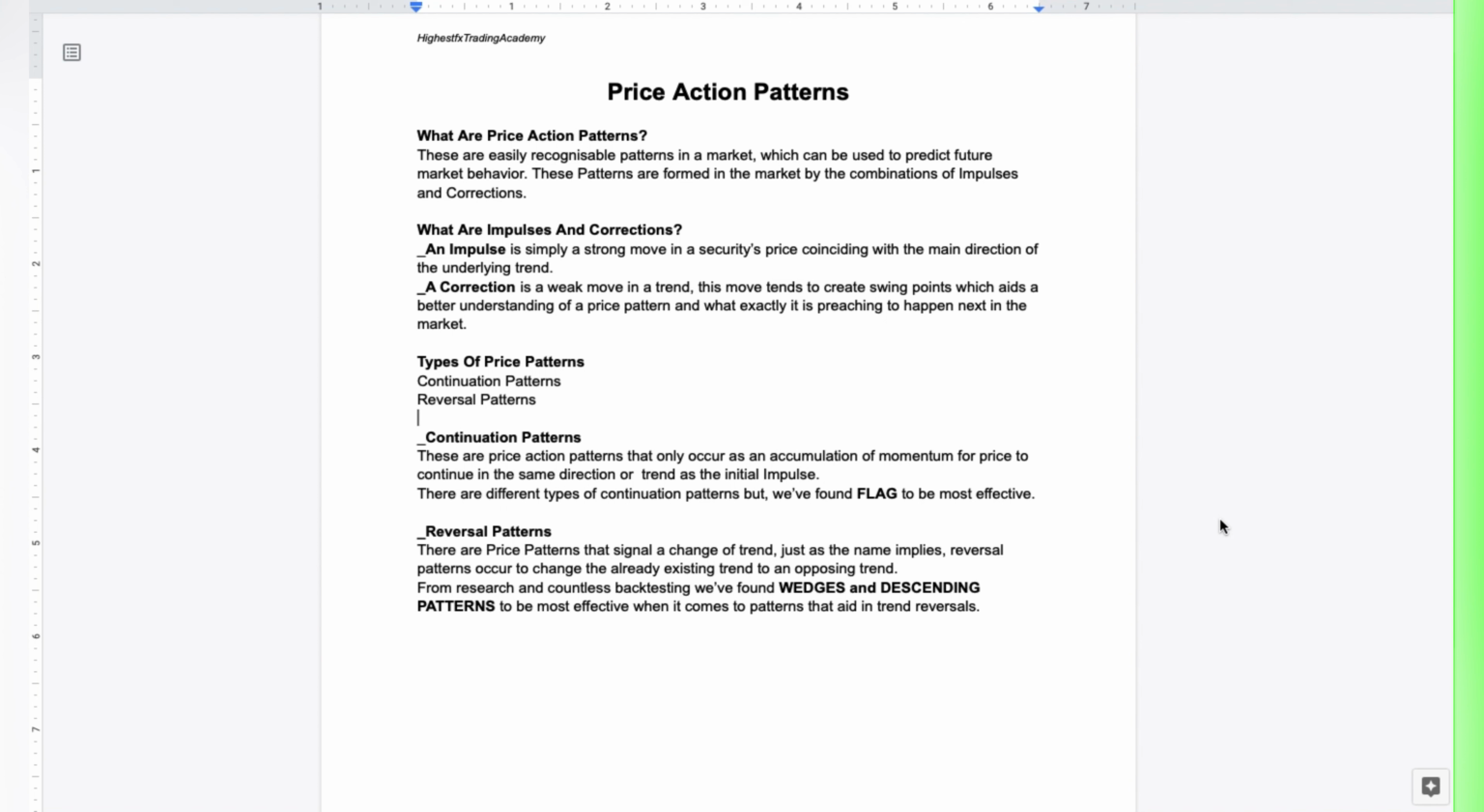And it says, what are impulses and corrections? An impulse is simply a strong move in the security's price. When I talk about securities, I mean anything having a candlestick chart: the synthetic indices, the currency pairs, the gold, the metals, the CFD, anything having a candlestick chart is what I embed into the word security. So it's a strong move in the security's price, coinciding with the main direction of the underlying trend.